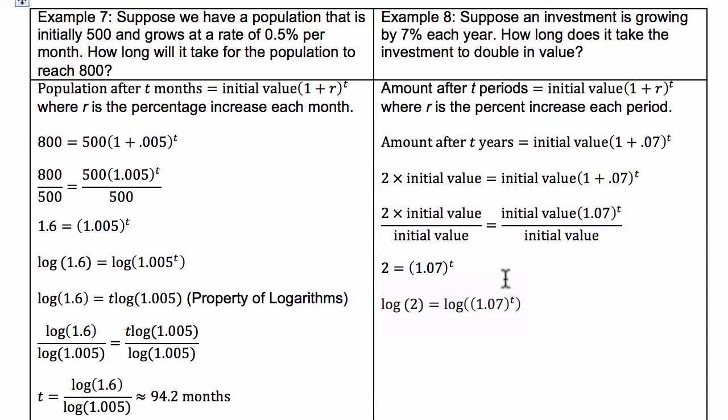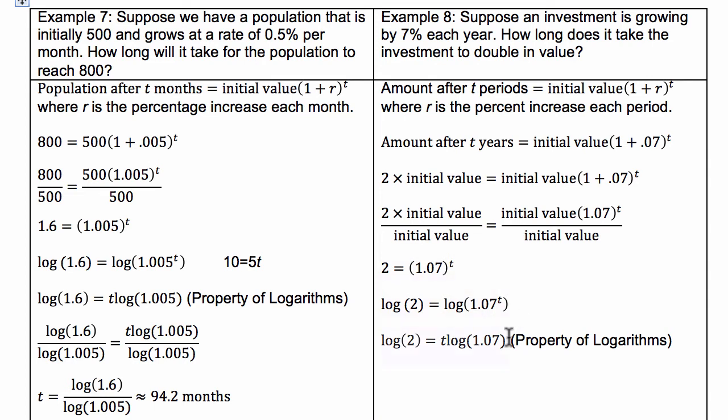When we take the log of both sides of the equation, we get log 2 equals log 1.07 to the t power. Now we'll use the property of logarithms to bring the t outside of the logarithm and multiply it by the log of 1.07. Even though this looks complicated, this is just a number equals t times another number.